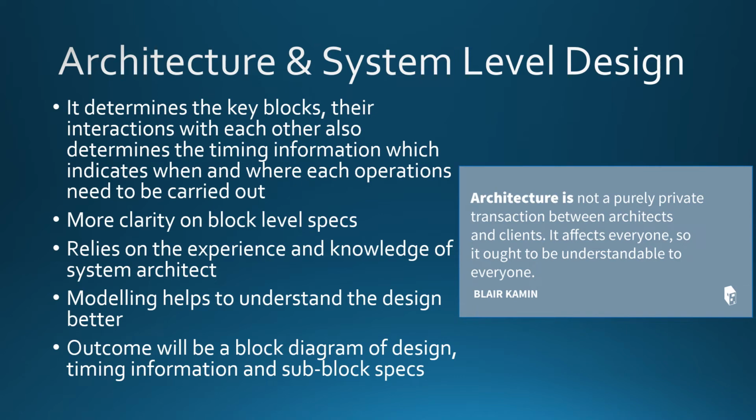This stage determines what key blocks we are using for the system, how they interact with each other, at what time, and what operations need to be carried out at what time. All this information will be decided at this level, so we have more clarity on the specs of each block in this stage of the IC design flow. This relies on the expertise and knowledge of an experienced system architect to build this architecture level design. Some modeling also helps us understand the design better.